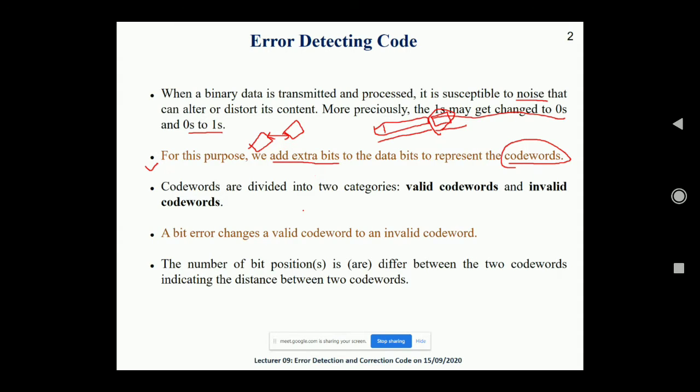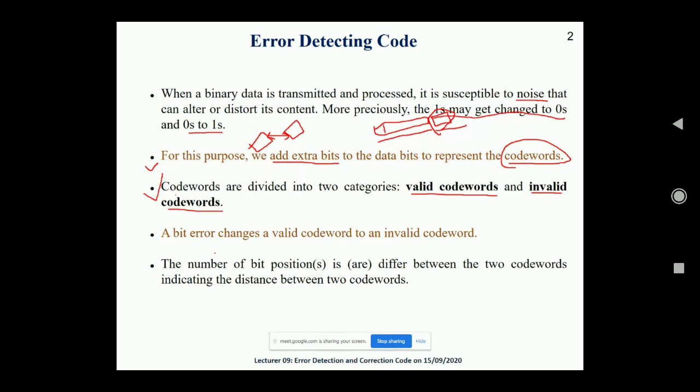Okay, so what happened here? The third point: code words are divided into two categories. One is called valid code words, that means there is no error, and another is called invalid code words. That means what? Due to some noise, the code word has been changed, from 0 to 1 or 1 to 0. So a bit error changes a valid code word to an invalid code word.